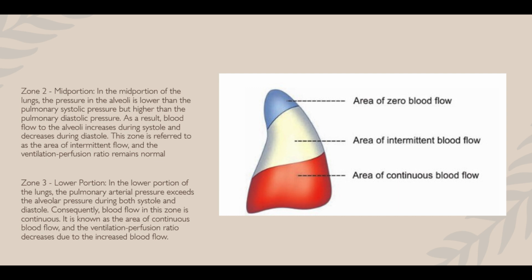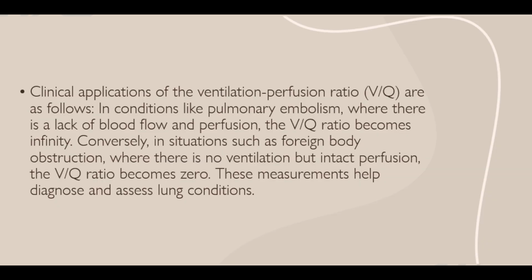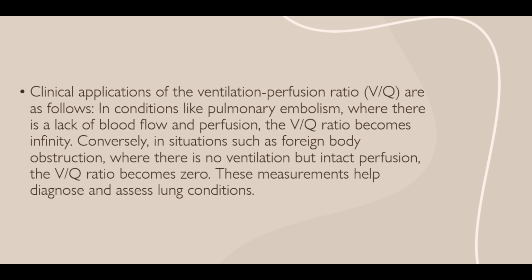Zone 3, lower portion. In the lower portion of the lungs, the pulmonary arterial pressure exceeds the alveolar pressure during both systole and diastole. Consequently, blood flow in this zone is continuous. It is known as the area of continuous blood flow, and the ventilation perfusion ratio decreases due to the increased blood flow. Clinical applications of the ventilation perfusion ratio, V/Q, are as follows.